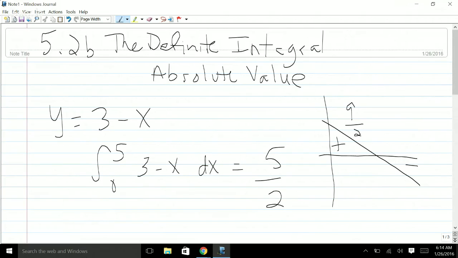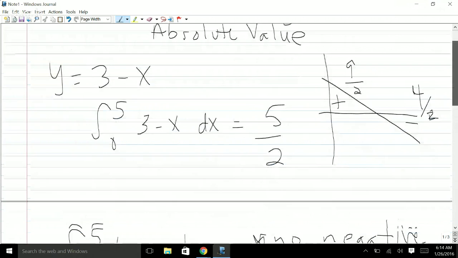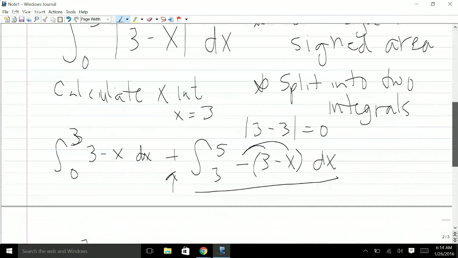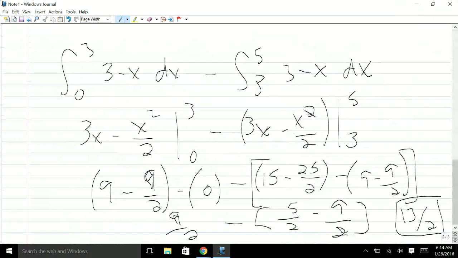Okay, that's 9 over 2. This one is 4 over 2. Now, if you subtract them, you get 5 over 2. If you add them up, you get 13 over 2. Okay, so there is a geometric way to do this.